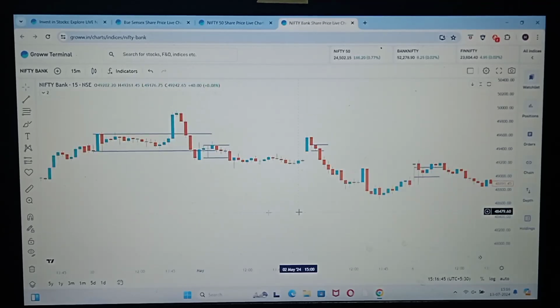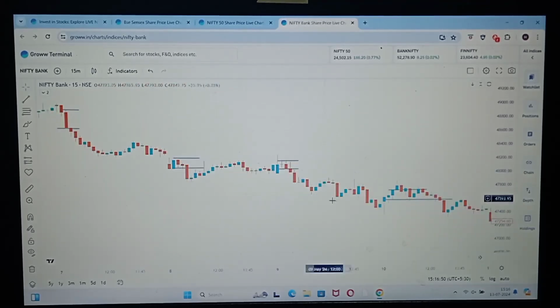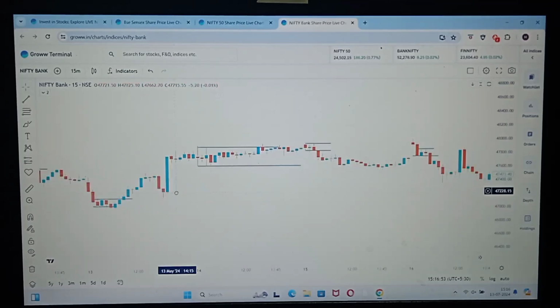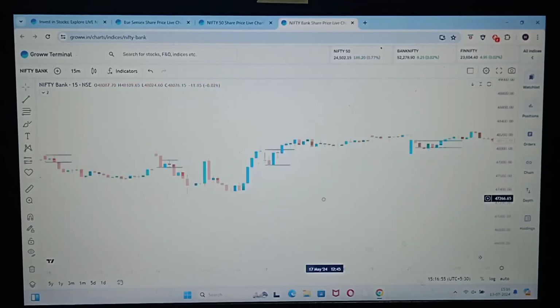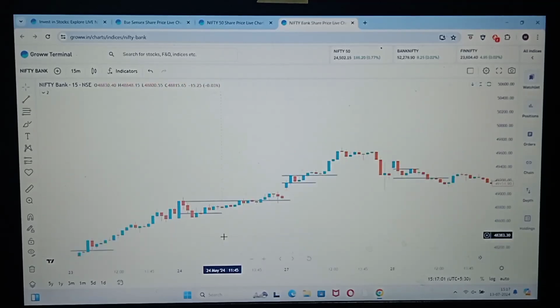So that's all for Nifty Bank. We applied this over 2 months, we did back testing, and each day we are getting profit. Someday we are getting 30 points, and someday we are getting around 800-900 points. So now we'll go to Sensex and then Nifty 50.